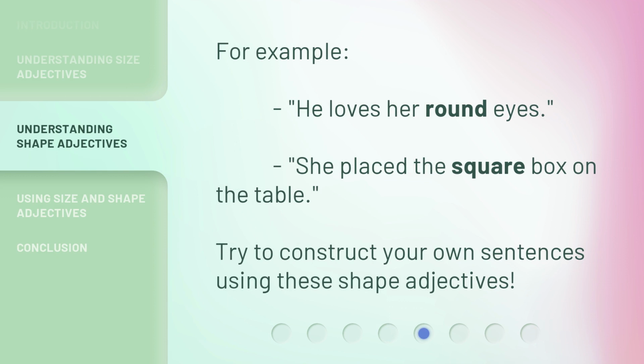For example, he loves her round eyes. She placed the square box on the table. Try to construct your own sentences using these shape adjectives.